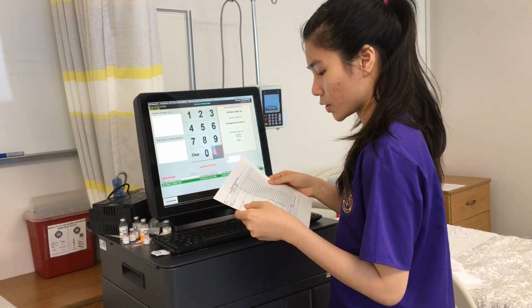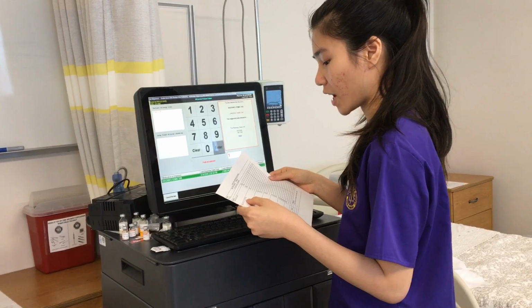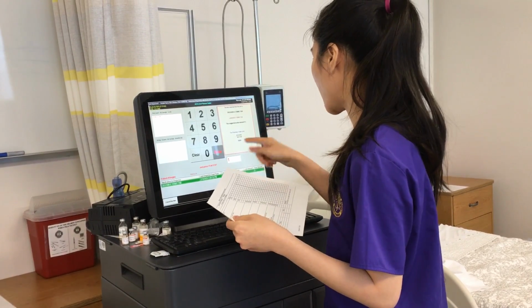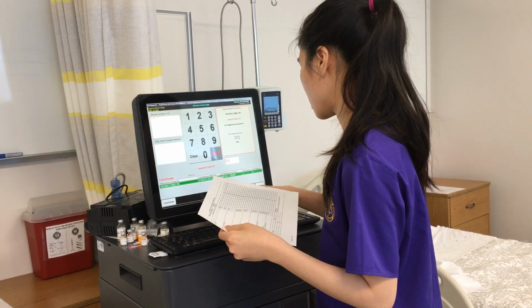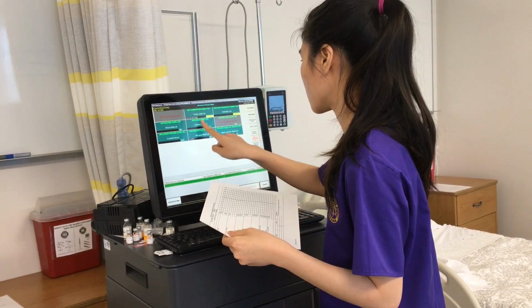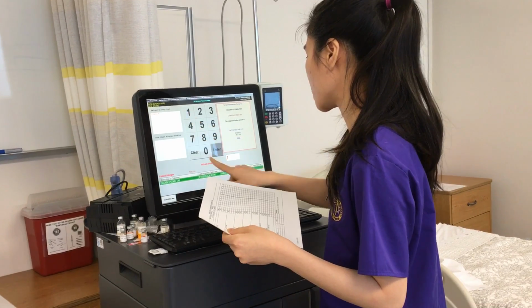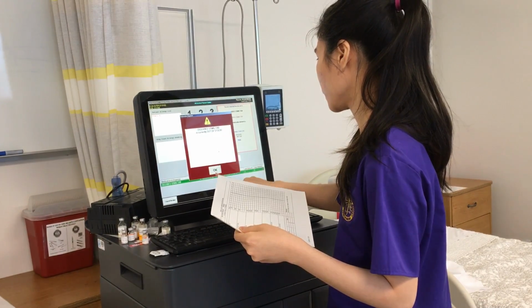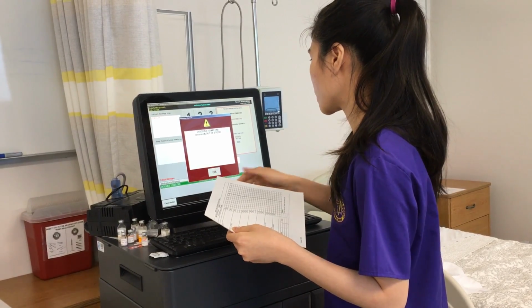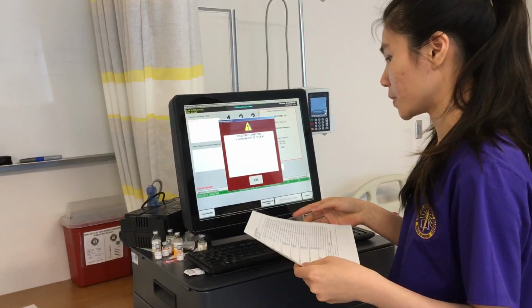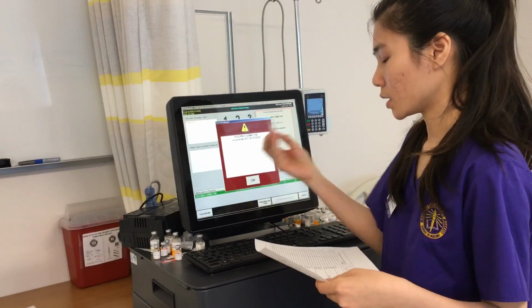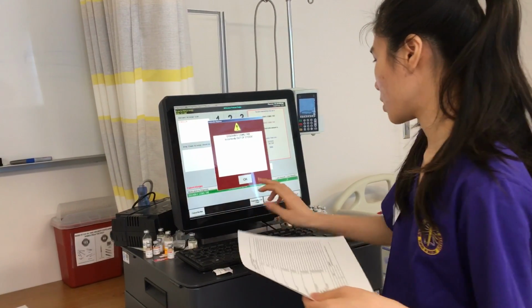And it is 0.125 milligrams. So I need one tablet. So this digoxin is out of stock right now, but for testing purposes, I will use this medication right here.